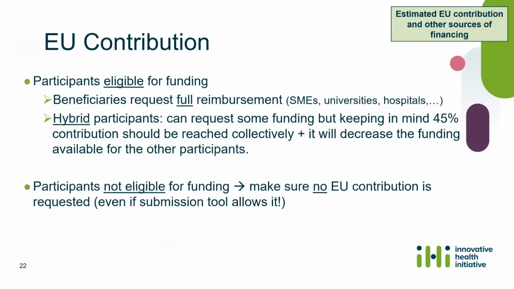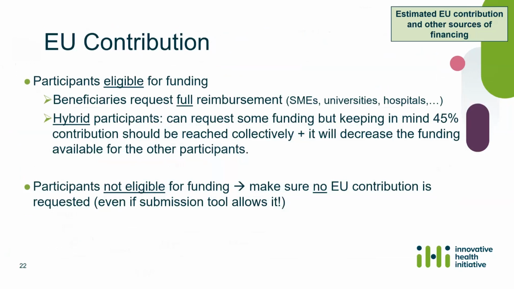So those, when they can request funding, need also to keep in mind that they have to contribute collectively with the other private members and/or contributing partners of the consortium. They have to contribute at least 45% of the project eligible cost. They also have to keep in mind that the more they request funding, the less funding is available for the other participants.